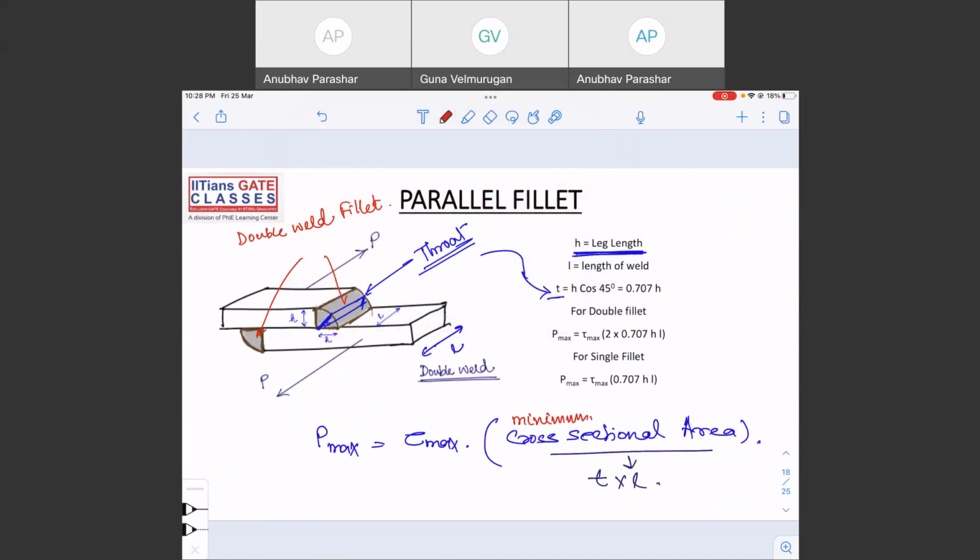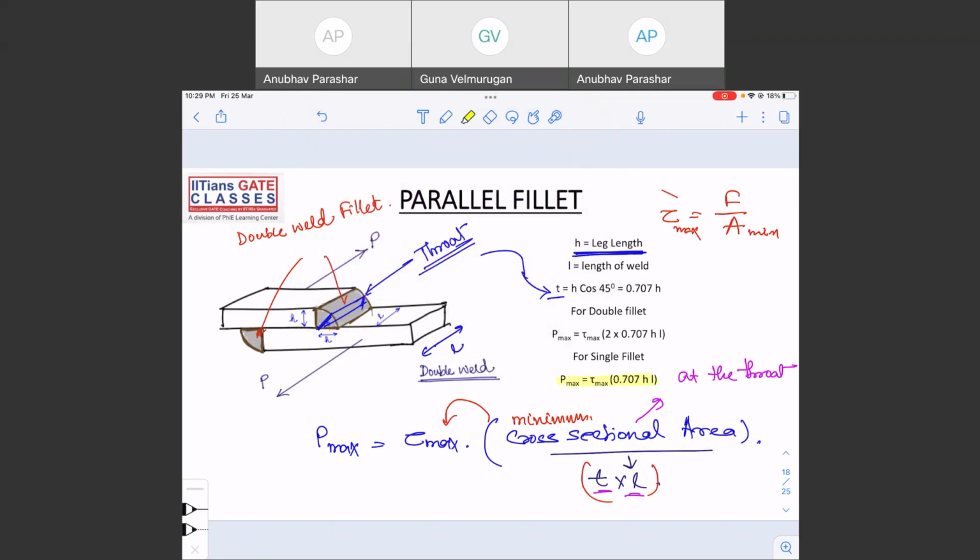Because when the cross-sectional area is minimum, what will the stress be? Stress will be maximum. Why? Because we know that shear stress is force divided by area. So when cross-sectional area is minimum, the stress is maximum. Right? So P max is equal to tau max into minimum cross-sectional area, and minimum cross-sectional area is at the throat. Thickness of the throat is T, length of the weld is L. So minimum cross-sectional area is T into L. So P max can be written as tau max times 0.707 HL.